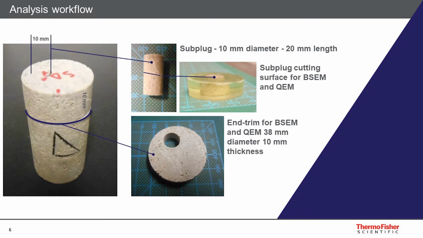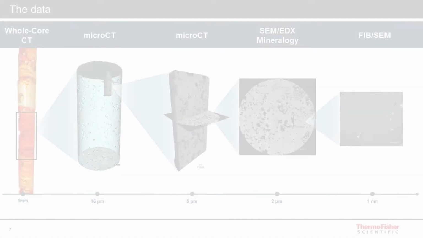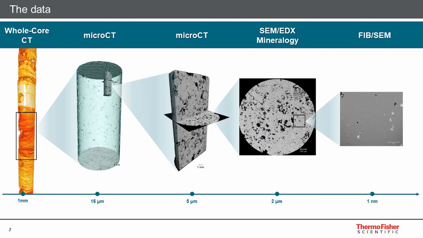Our digital rock analysis workflow is a typical multiscale, multimodal image analysis workflow. It involves analysis of the plug, extraction of a subplug and its analysis, and cutting of the subplug for thin section analysis. The porosity of the plug has been measured at 14.4% in the laboratory. The full multiscale span ranges from 1 mm whole core CT to 1 nanometer FIB SEM.